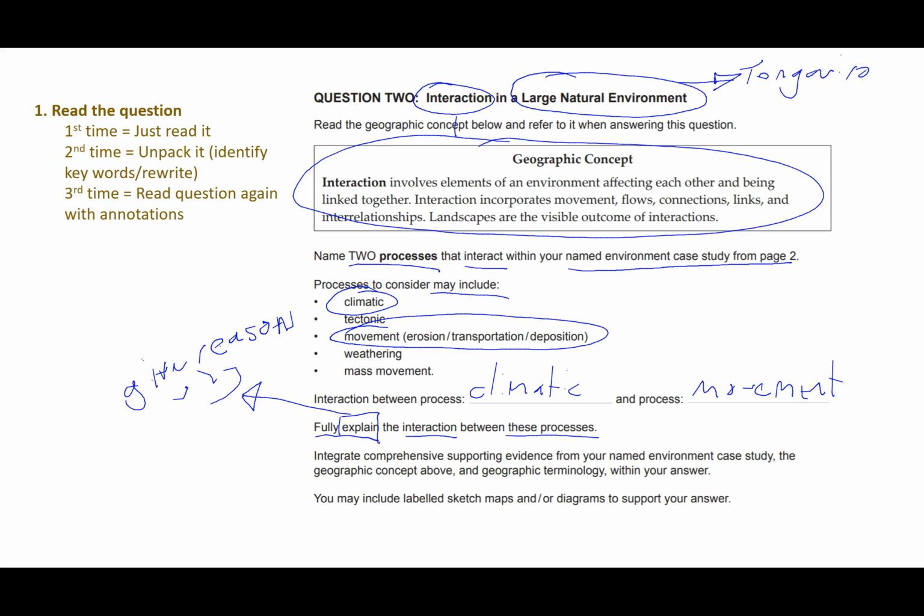You're going to integrate comprehensive supporting evidence. That means that you're going to use information from your case study, from Tongariro in this case. You're going to make sure that you include the geographic concepts in some way, that's interaction, and you're going to try and use geographic terminology, that's geographic words. It also says you may include labelled sketch maps and or diagrams. It says may, but really you should be using maps and diagrams wherever you can. You will become the examiner's best friend if you do that.